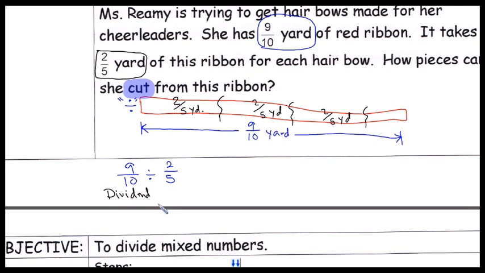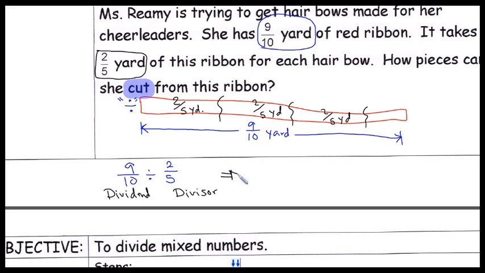Remember those keywords, those vocabulary words. The number that's being divided, that's always going to go first, your dividend. And then it's going to be divided by your divisor, the number that's doing the division. So here I'm cutting into 2/5, so my divisor is 2/5. Okay, and then my answer is going to be my quotient.